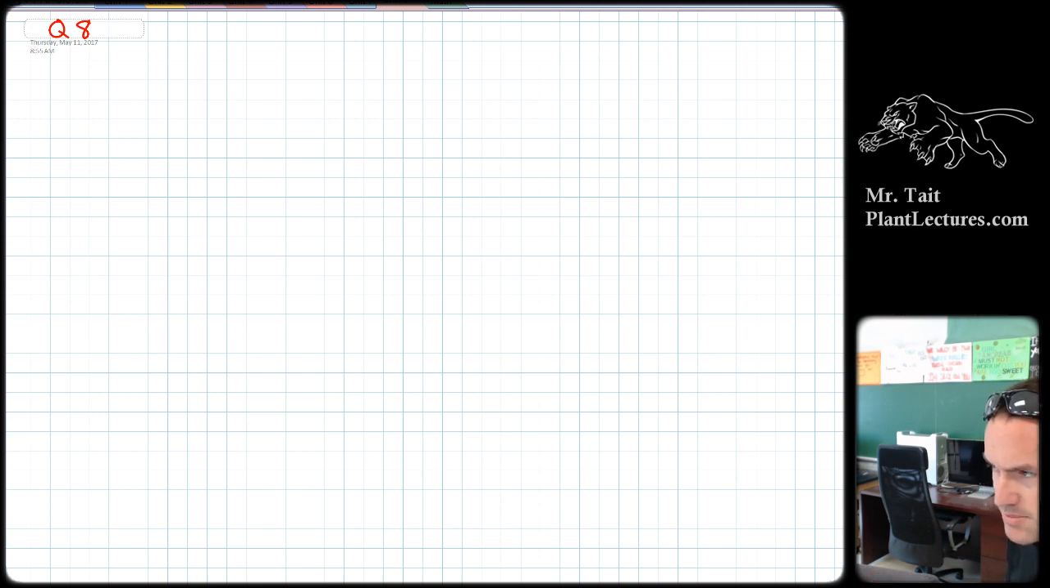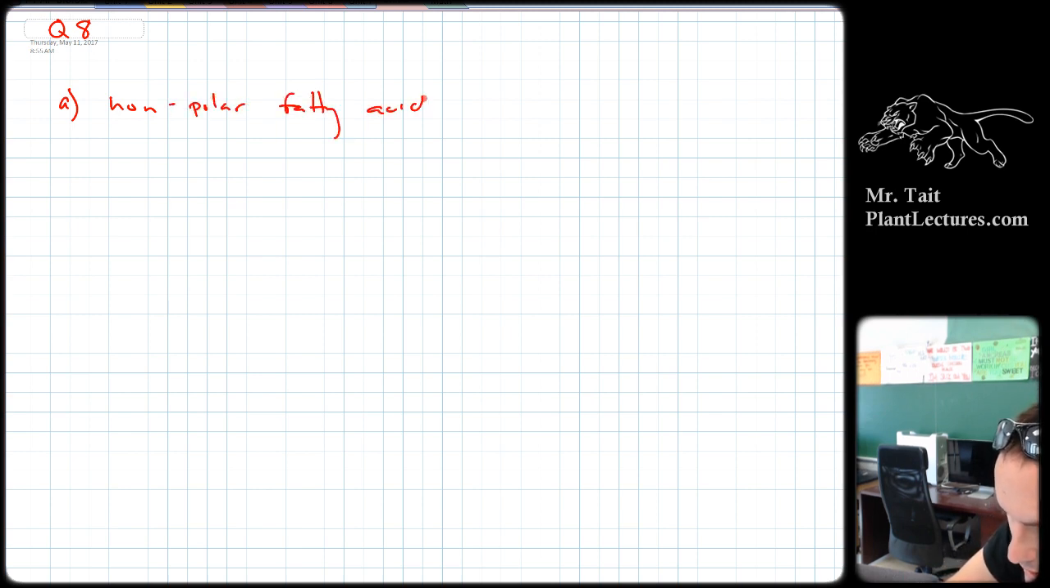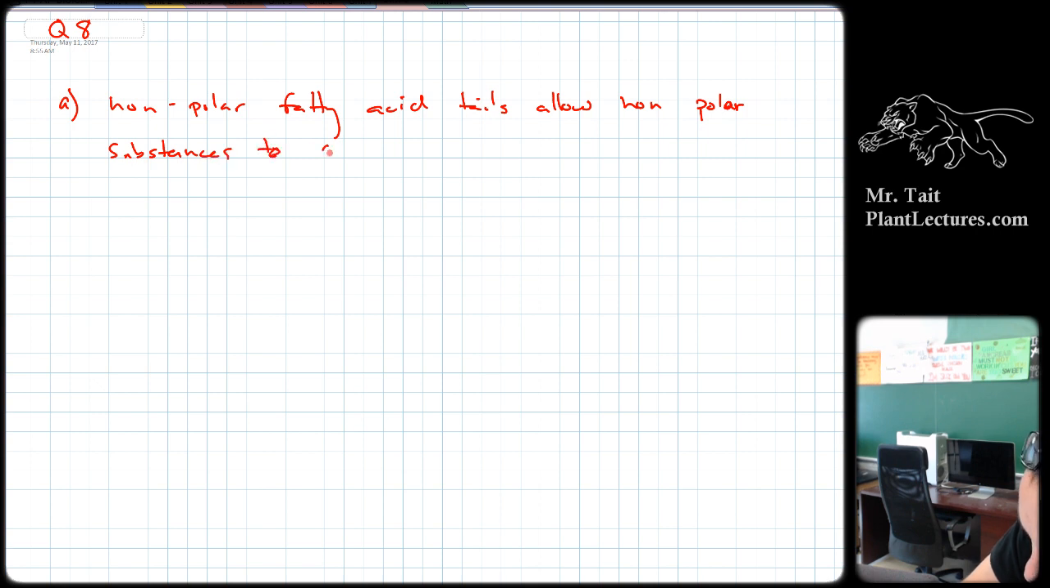Okay, what do we know about the plasma membrane? Phospholipid bilayer, and the majority of the phospholipid bilayer are those fatty acid tails, which are nonpolar, right? So we'd say, put them on the stack, actually. Yep. Nonpolar fatty acid tails allow nonpolar substances to diffuse through them. Okay.